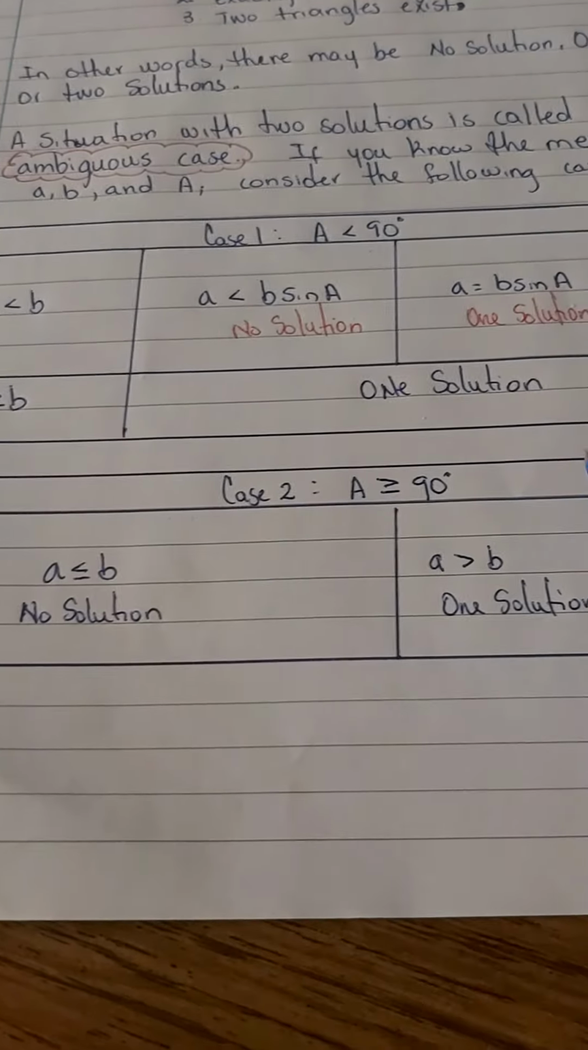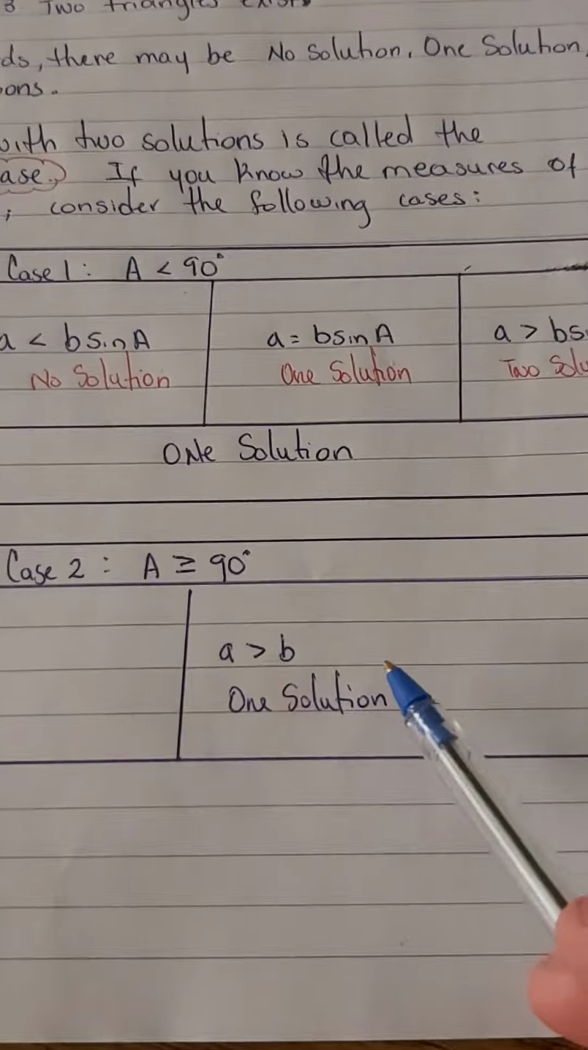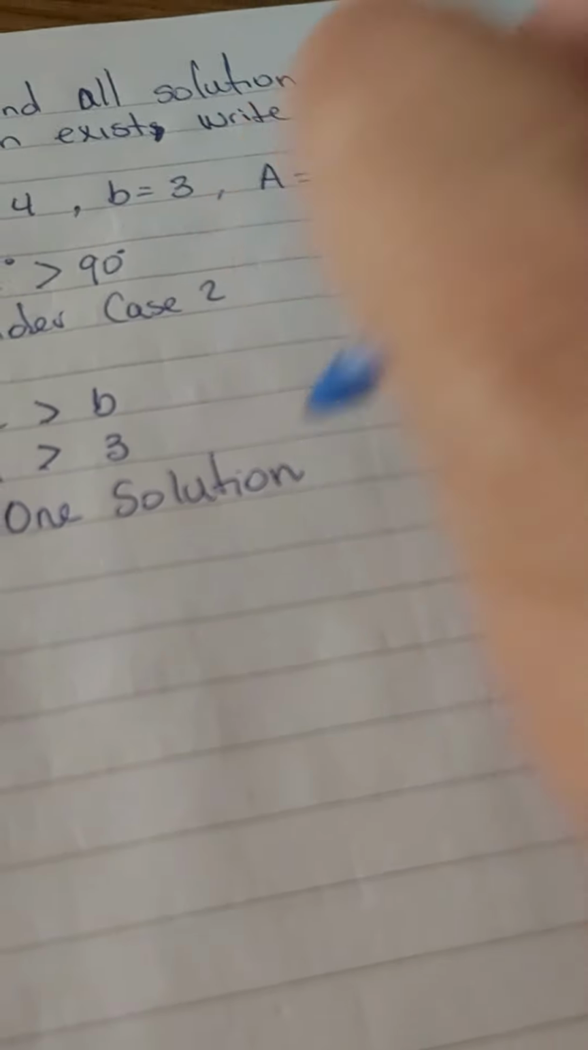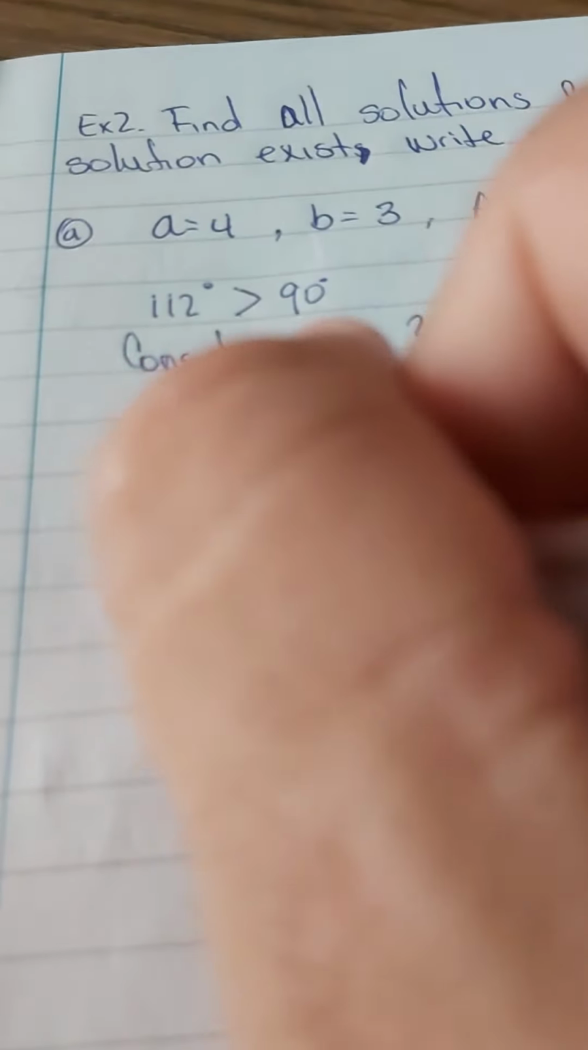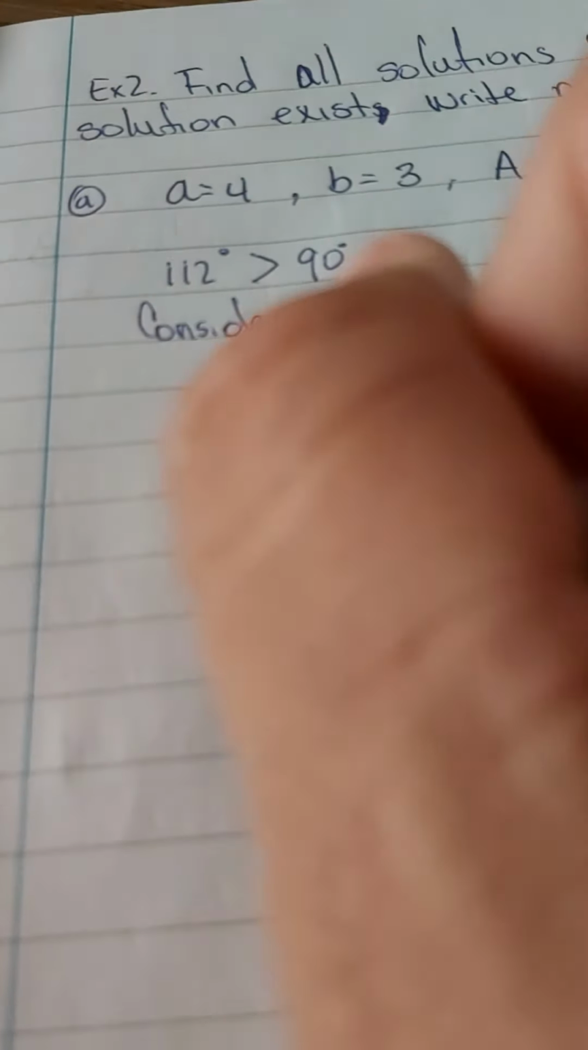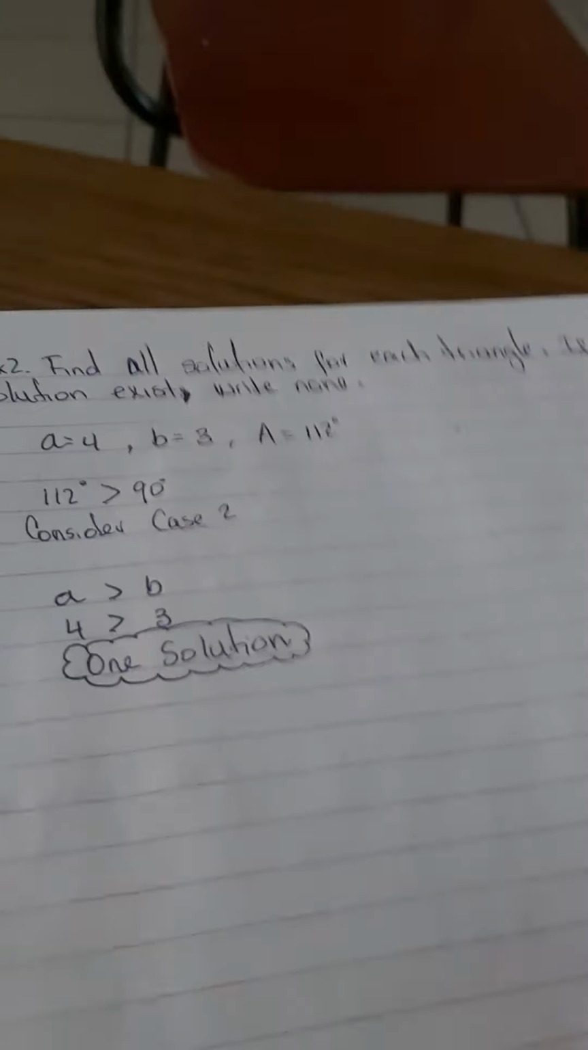Now, in case 2, what do we have to do? First, compare a and b. So we're going to compare a and b. That means 4 and 3. In this case, 4 is greater than 3. That means that a is greater than b. So what happens when a is greater than b? It has one solution. Okay? So we know that it will have one solution. Now that we have determined this, let's find that solution.